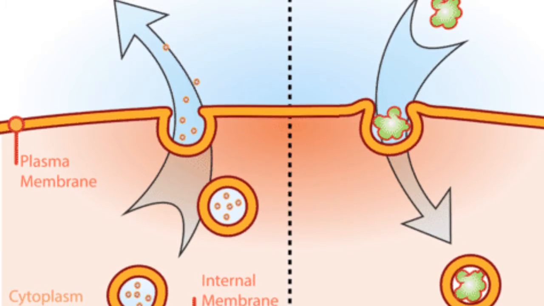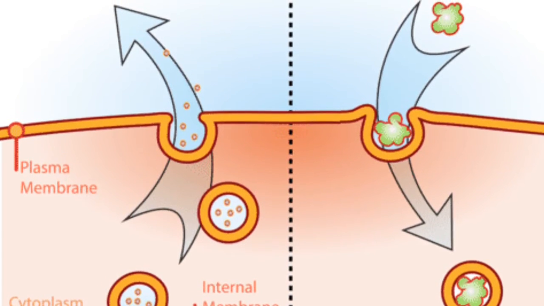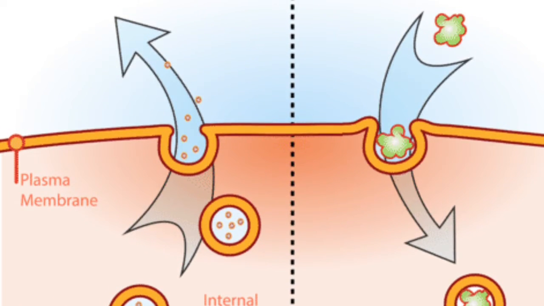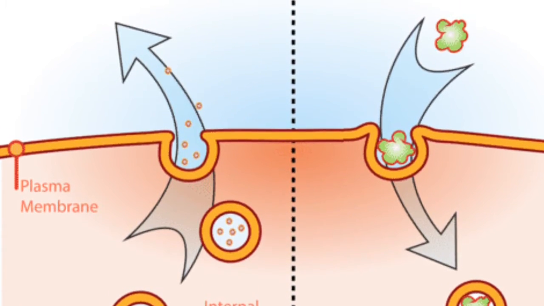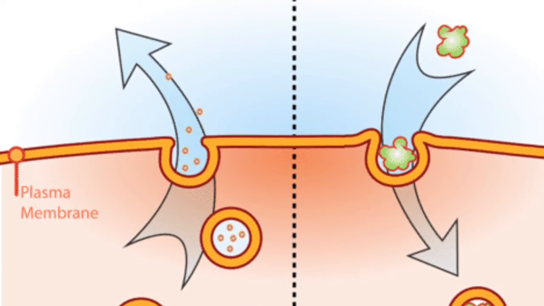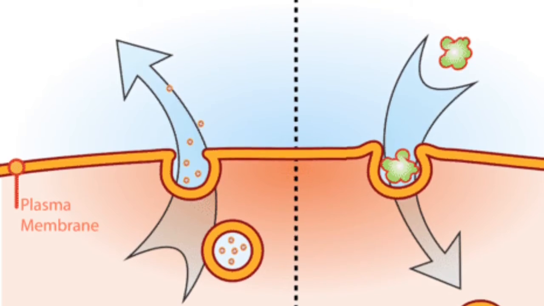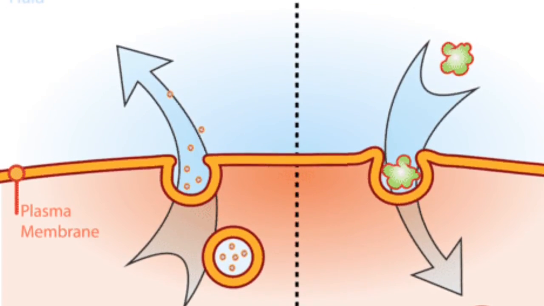In endocytosis, the cell's membrane surrounds a part of the exterior environment and buds off as an interior vesicle. In exocytosis, an internal vesicle fuses with the plasma membrane and thereby releases its contents to the outside of the cell.